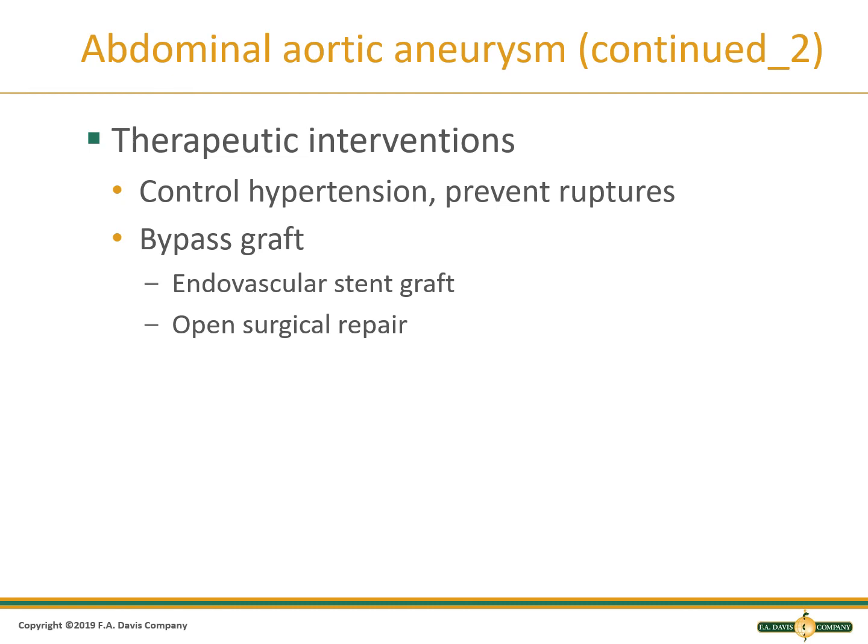Surgical repair or bypass graft is performed for pain, signs of circulatory compromise, and an aneurysm that is larger than 5.5 centimeters or rapidly enlarging. Open surgical repair or an endovascular stent graft may be done to repair the AAA.